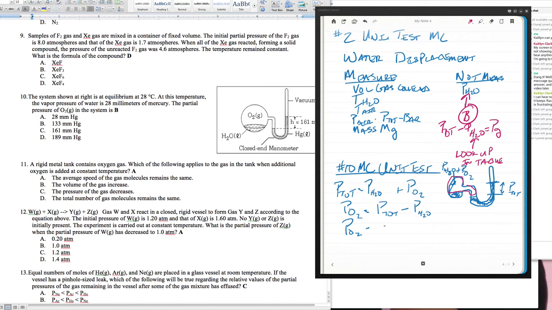Okay. So once we do that, then it's just 161 minus the 28 millimeters of mercury. They're both millimeters of mercury as the units. So then the answer comes out to 133 millimeters of mercury, which is B.